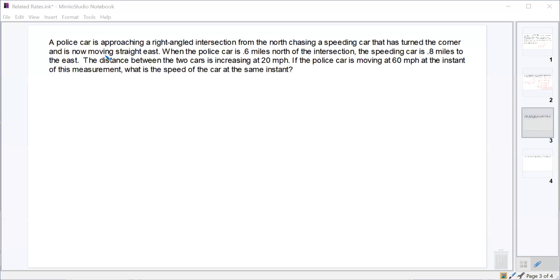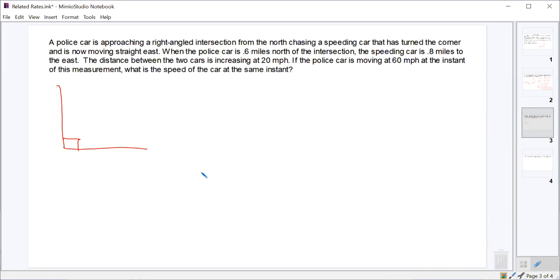So first off, we got a police car. It's approaching a right-angled intersection from the north. So there it is, and there's my intersection, right-angled. We've got another car that's turned the corner moving east. So that's why I've drawn this going to the right here, going east.